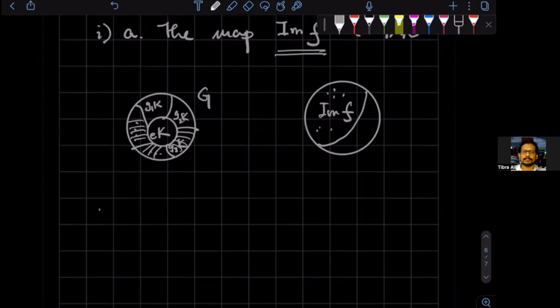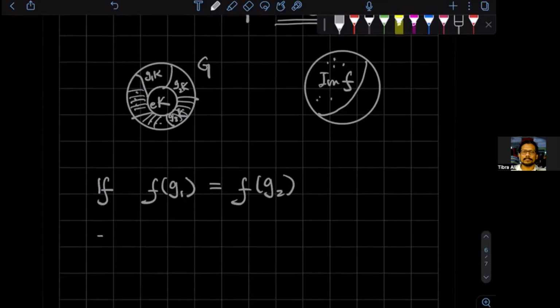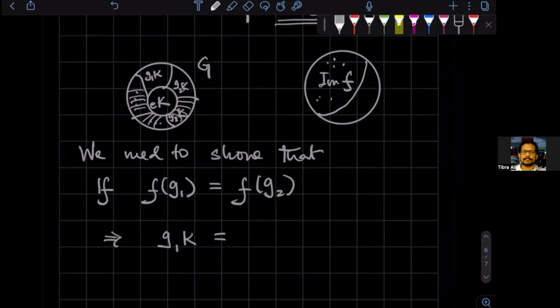All right, so what we have to do is that if, say, F of G1, which is of the form of the elements in image of F, is equal to F of G2, then, okay, we need to show that if F of G1 is equal to F of G2, then that implies that the coset that G1 belongs to is the same coset as the one that G2 belongs to, okay? That is, G1 is coset equivalent to G2.